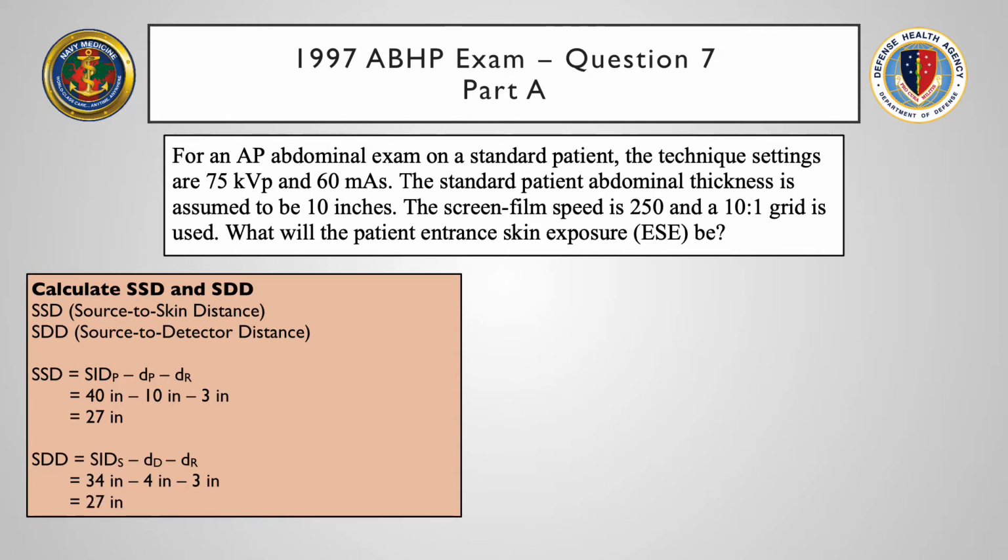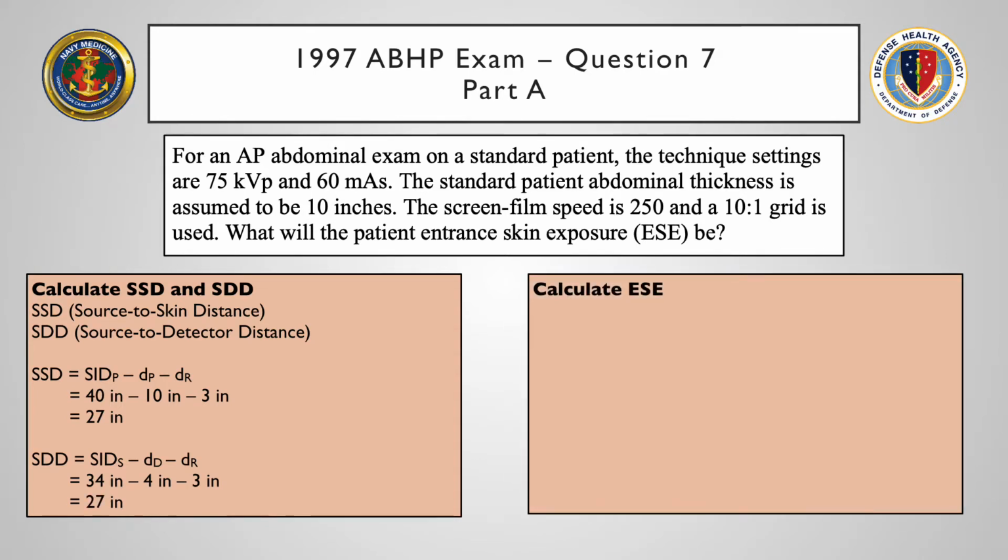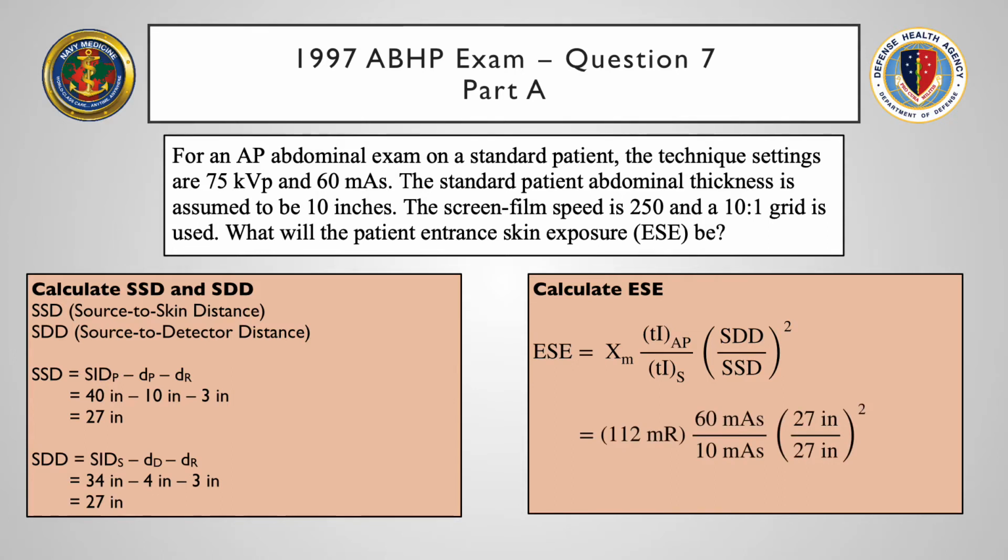Now to calculate our entrance skin exposure. Your entrance skin exposure is equal to your radiation measured times the relationship between your mAs settings of your AP abdominal exam and your survey technique settings times the square of your source to detector distance divided by your source to skin distance, which is an application of the inverse square law that we already learned about. After substituting our values into the equation, we're left with 672 milliroentgen.